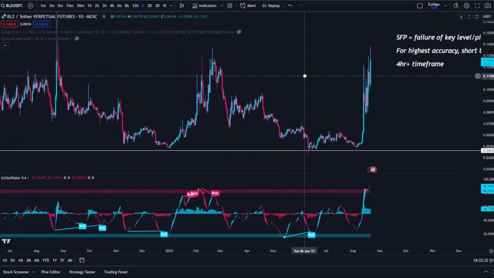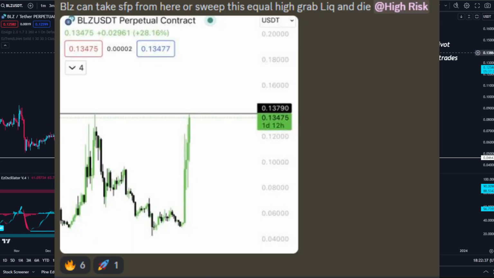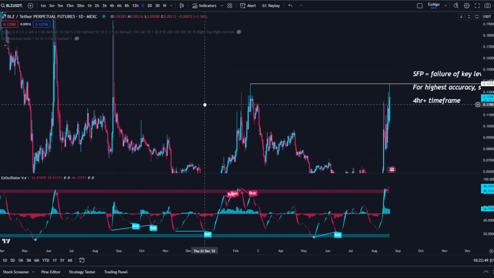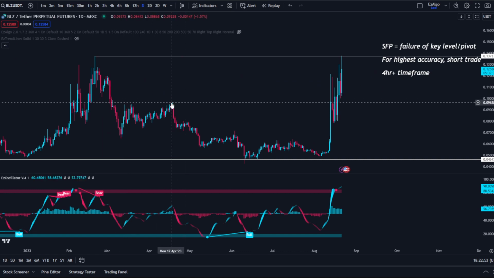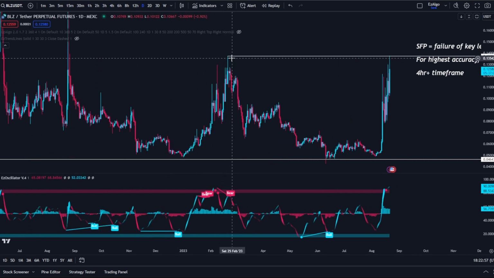Now let's get into an example, a recent example on BLZ. So we had posted this, like I said, inside of the VIP community. We are looking for a swing failure pattern of this key pivot right here. Now, why this level in particular? There's a ton of other levels. This could technically be a key pivot. This could technically be a key pivot. Why are we taking this key level up here?